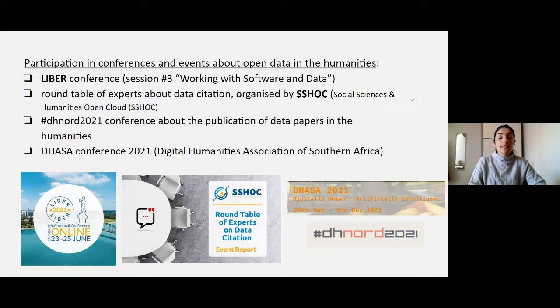And as I said, we also try to participate in this type of events besides organizing them. So, for instance, we can mention the participation in the LIBER conference, in the session on working with software and data, the participation in the round table of experts about data citation, which was organized by SSHOC, in which Barbara participated. And we also participated very recently in the DHNord conference about publication of data papers in the humanities, and the Digital Humanities Association of Southern Africa conference in 2021.